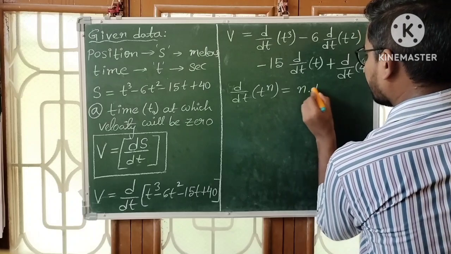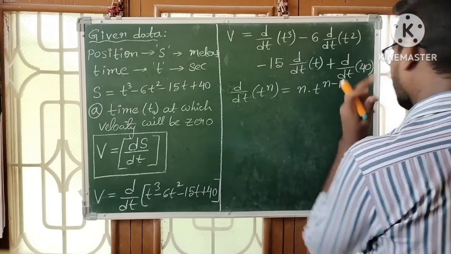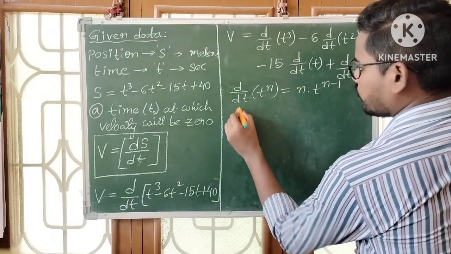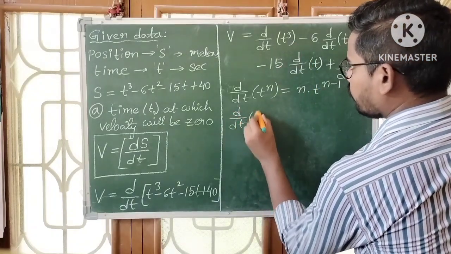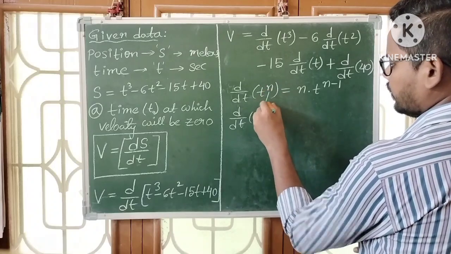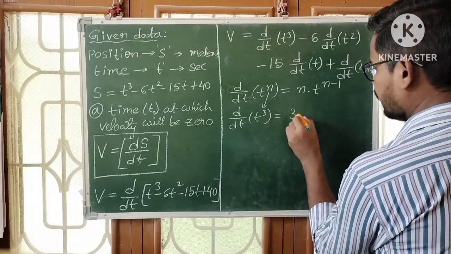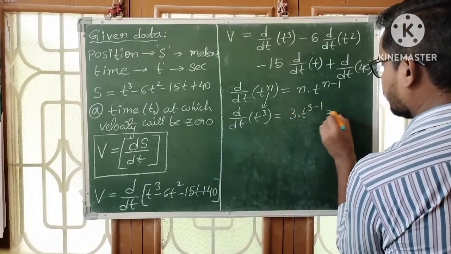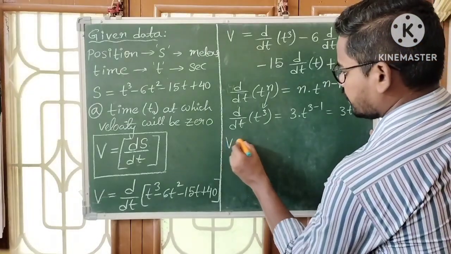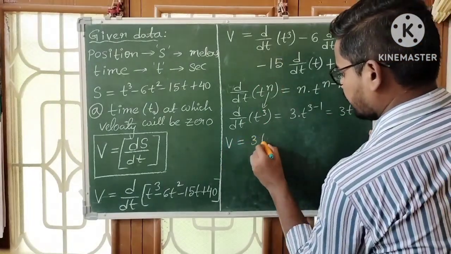n times t power n minus 1. Suppose we want the derivative of t cube. What is the value of n? n is equal to 3. Apply this formula: 3 times t power 3 minus 1. You will get 3t square. Now v is equal to 3t square.